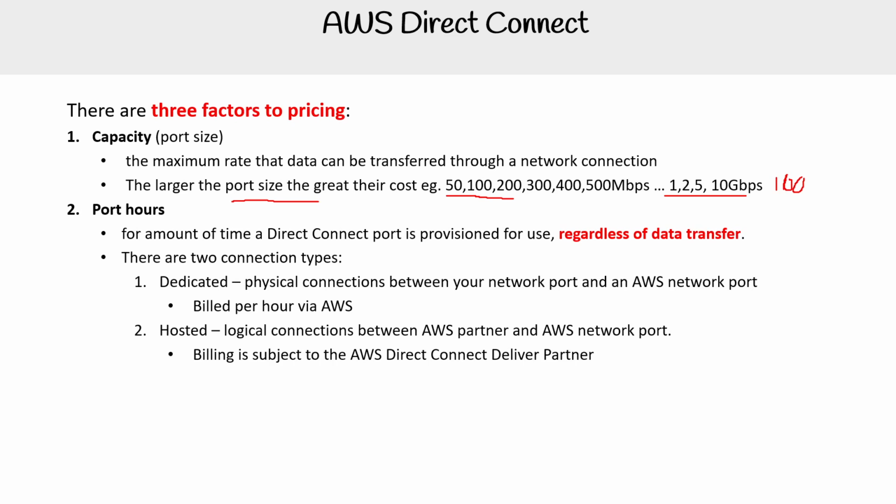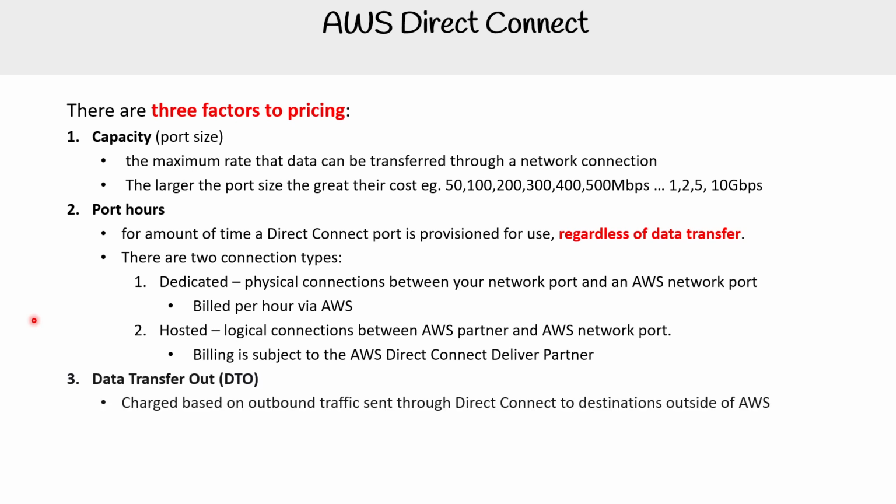We have 2 connection types: dedicated and hosted. Usually my animations will do this per bullet point, but I guess I just didn't set the animation right here. Dedicated is for physical connections between your network port and an AWS network port, and this is billed per hour. Then you have hosted, which is logical connections between an AWS partner and the AWS network port. Billing is subject to the AWS Direct Connect delivery partner. So if you're working directly with AWS, it seems like it's a lot more straightforward. If it's with a partner and not AWS, billing is going to be variable.